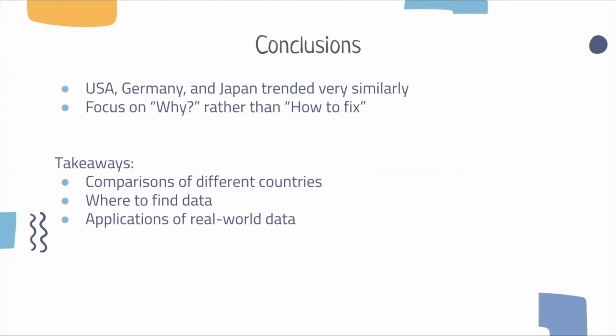So for the conclusions, I had the USA, Germany, and Japan trended very similarly. And the reason I say this is because all three of them are really large economies and they're relatively stable. So through the past 20 years, they have increased trade with China and India, but not so much to make it a threat. So because of this, I focused more on why certain trade trends are happening rather than how to fix it, because all these economies are really stable.